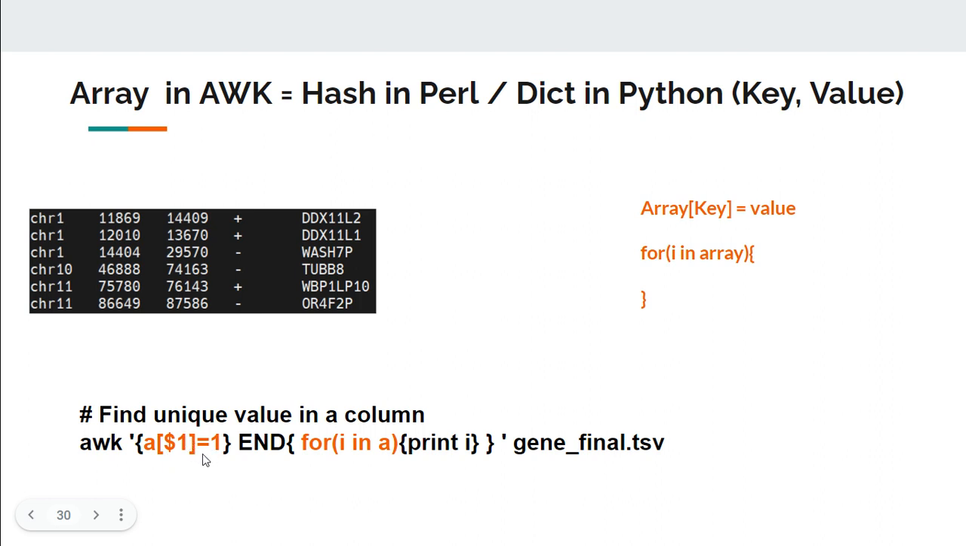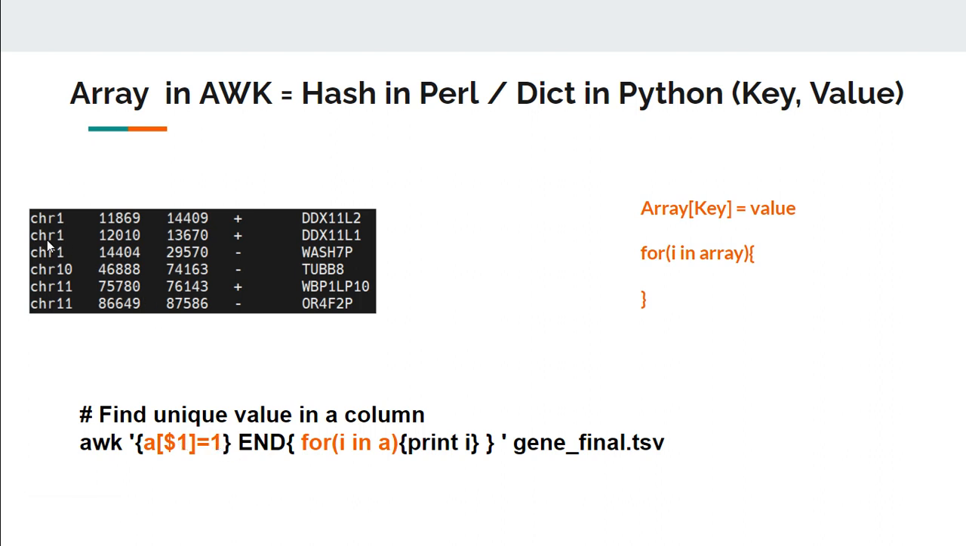Okay, what does it mean? For example, when the first line comes, $1 is equal to chr1, and that value will go over here. So a of chr1 equal to 1. That means the first key is created, that is chr1, and I have assigned the value as 1.